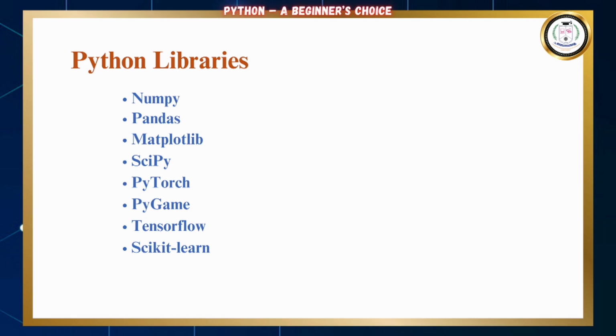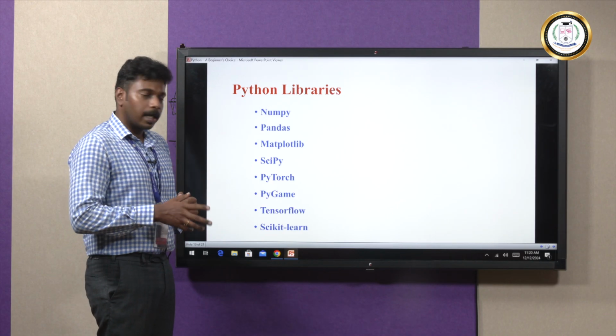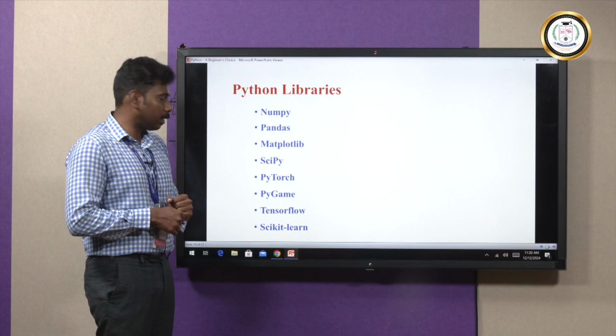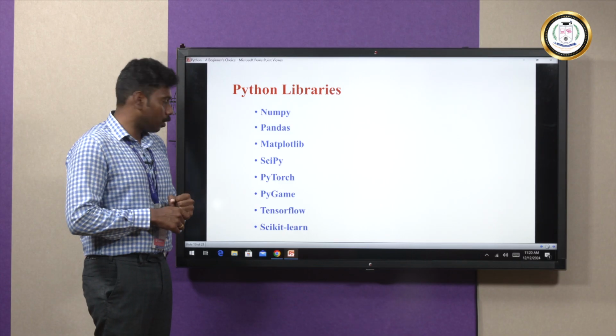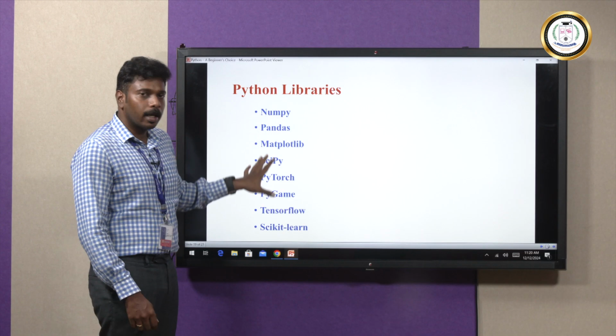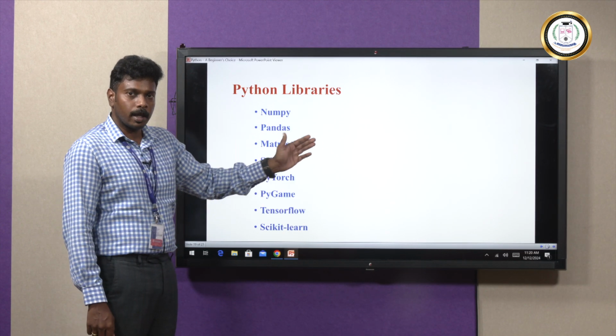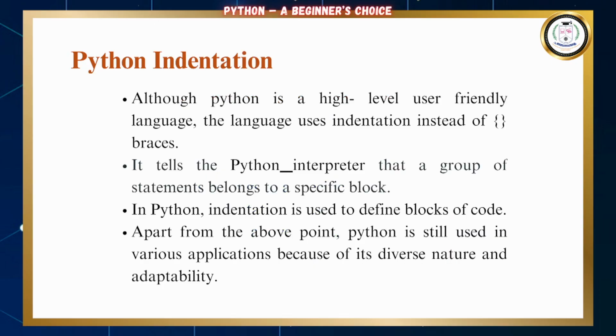So these are some of the libraries available in Python today. So we have NumPy, that is numerical Python, pandas, panel data, matplotlib, that is used for plotting the graphs and other things. Then scientific Python, SciPy, PyTorch, Python Torch, PyGames, Python Games, TensorFlow is another library available, scikit-learn is another library available in Python. Using these kinds of libraries, we can perform other operations which are currently used in deep learning, machine learning and artificial intelligence today.